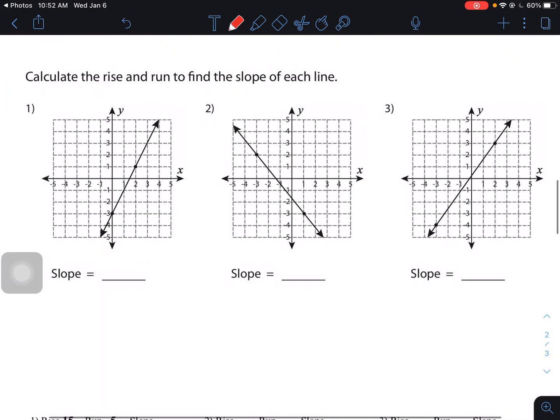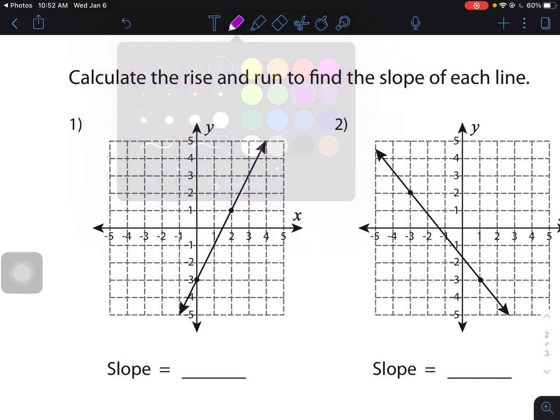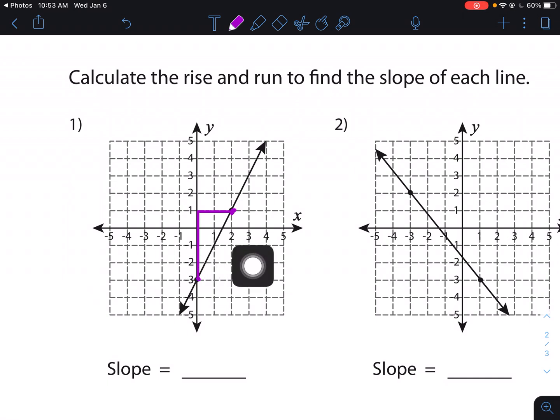Okay, I'll do one from this section as well. Calculate the rise and run to find the slope of each line. So let's start again. I'll pick 2 points. Draw a slope triangle. Again, we're counting by 1 each time. So I could just count the spaces for this. My change in y equals 1, 2, 3, 4, +4 because we're moving up 4. And my change in x equals 1, 2.